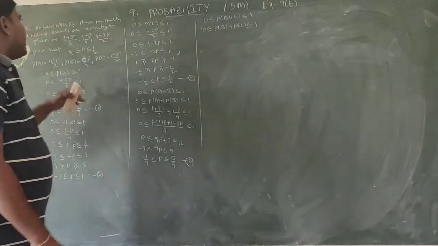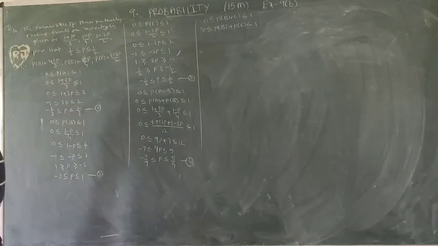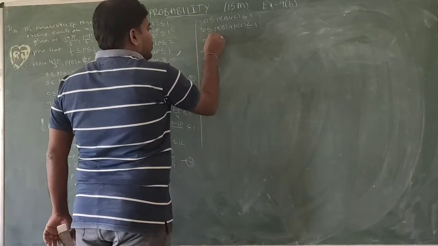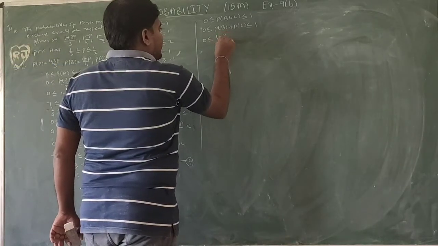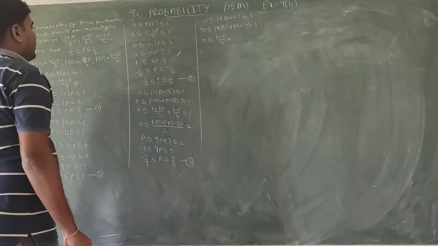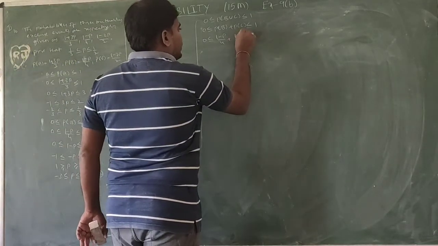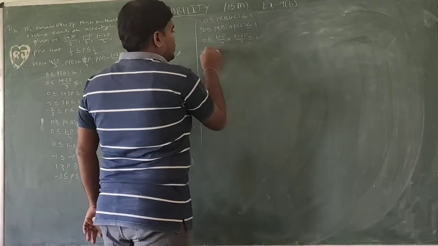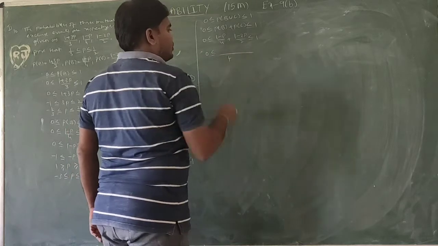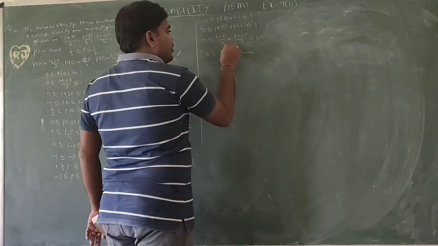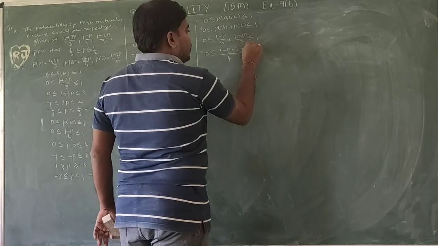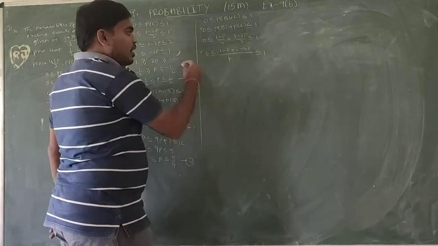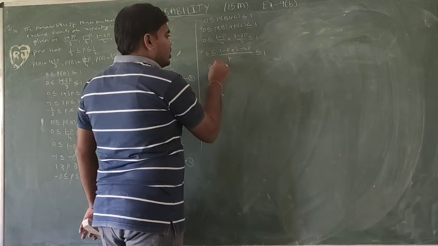Because B and C are mutually exclusive. Okay, now 0 ≤ P(B) + P(C) = (1 − P)/4 + (1 − 2P)/2 ≤ 1. Taking the LCM 4: 0 ≤ (1 − P)/4 + 2(1 − 2P)/4, which gives 1 − P + 2 − 4P ≤ 4 after cross multiplying.